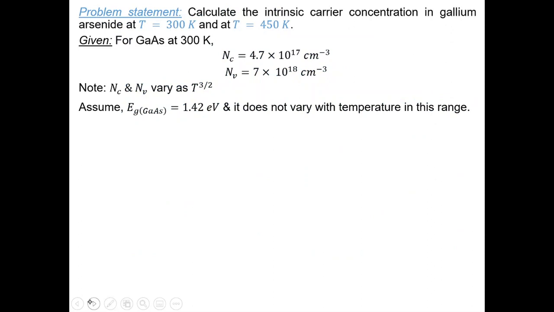Okay, so before I close, let's look into some numerical problems. Let's calculate the intrinsic carrier concentration in gallium arsenide at a temperature of 300 Kelvin and a temperature of 450 Kelvin. So we have to calculate the intrinsic carrier concentration. You remember the intrinsic carrier concentration was a function of the density of states in the conduction band and the valence band, and it's also a function of the temperature.